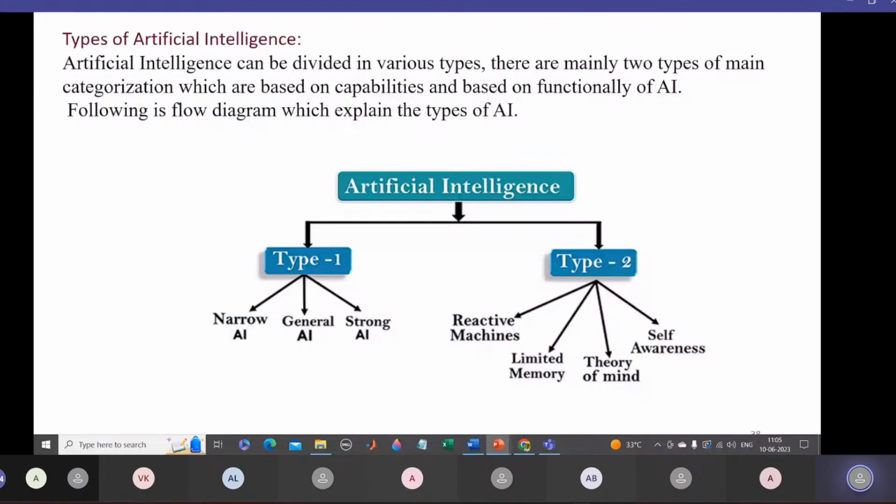So there are different types of AI. There are mainly two types, based on the capabilities and based on the functionalities of AI. Type 1 is narrow AI, general AI, and strong AI. Type 2 is reactive machines, limited memory, theory of mind, and self-awareness.